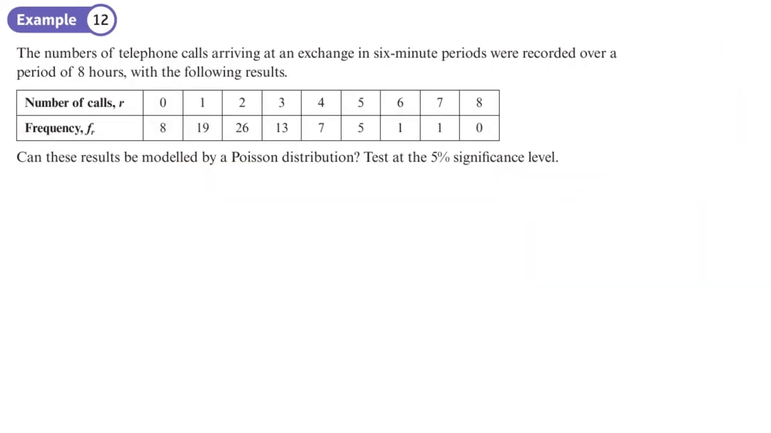So the number of telephone calls arriving at an exchange in 6-minute periods were recorded over a period of 8 hours with the following results. Can those results be modelled by a Poisson distribution? Test at the 5% significance level. Now in this question we are not given lambda, we're not given the average rate at which calls occur, so we're going to have to estimate lambda.